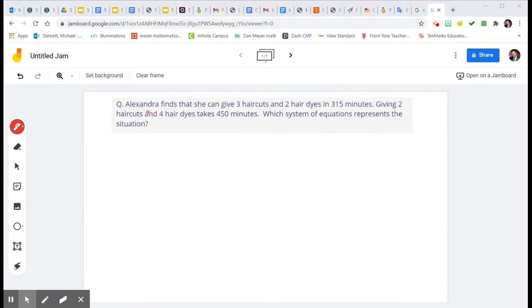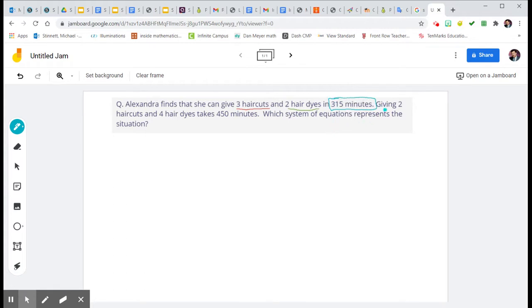So we have Alexandra finds that she can give 3 haircuts. So I'm going to underline 3 haircuts right here in red. So 3 haircuts, and then 2 hair dyes. So she can do 2 hair dyes. I'm going to underline that in green. And she can do that in 315 minutes. 315 minutes, okay?